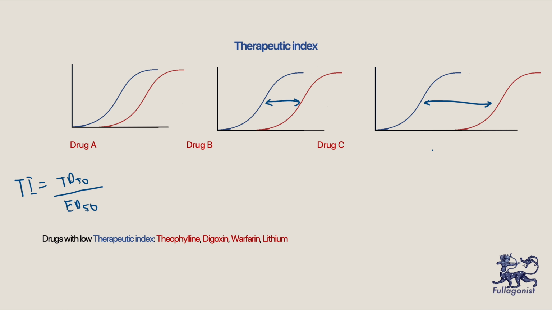Safe drugs have a high therapeutic index value. It means that there is a huge space between the ED50 and the TD50. Drugs with a low therapeutic index are more dangerous and require monitoring. Drugs with a low therapeutic index are theophylline, digoxin, warfarin, lithium, etc. It is very easy to be poisoned by these drugs because there is very little difference between the ED50 and the TD50. We don't use theophylline anymore for pulmonary disease, but we still use digoxin, warfarin, and lithium.